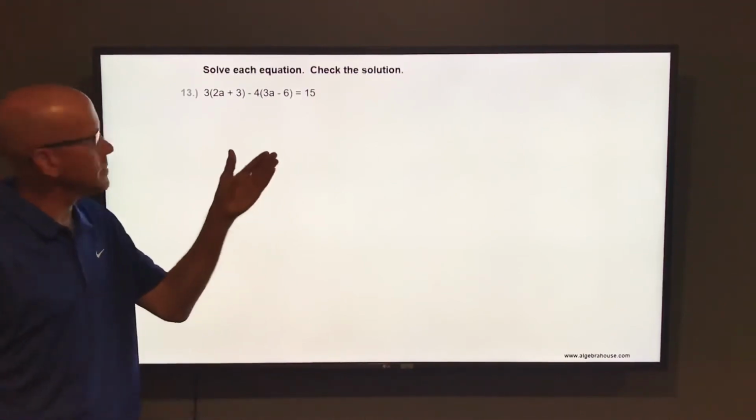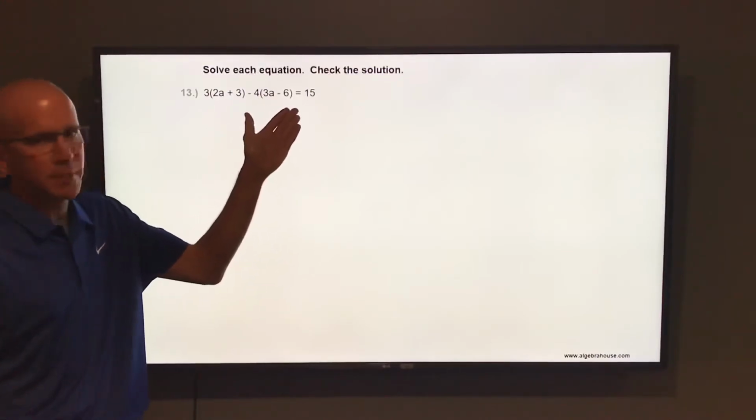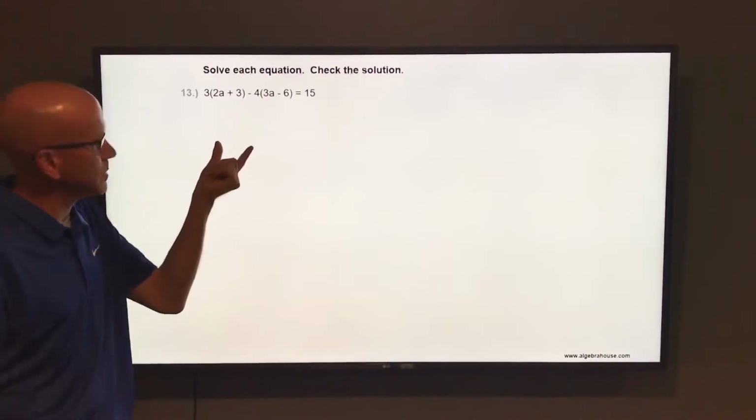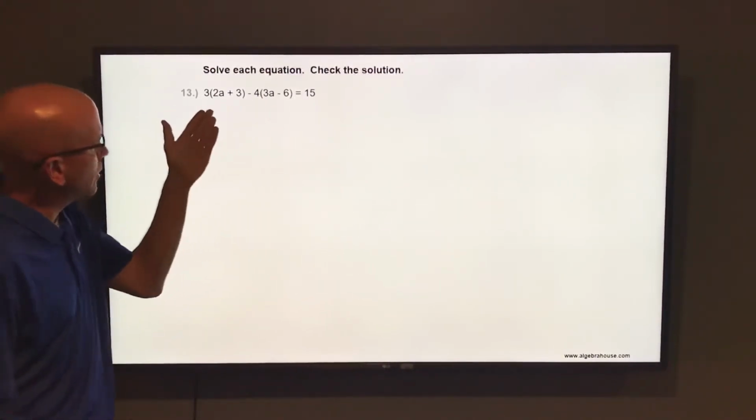We're going to solve this equation for a. 3 times the quantity 2a plus 3 minus 4 times the quantity 3a minus 6 is equal to 15. Now to solve this for a, we want to get the a's to one side, everything else to the other side. So looking at this, we need to get rid of the parentheses first.